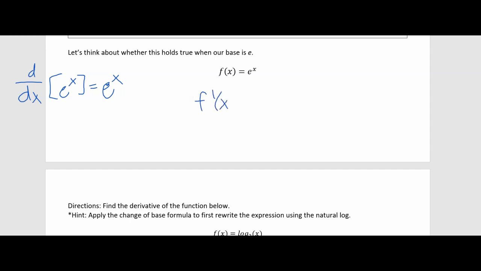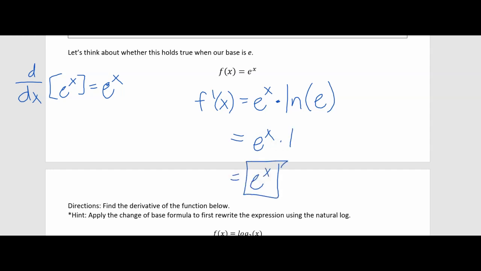Well, if we look at our formula above, we get our original function times the natural log of the base, right? So this would be times the natural log of e. Well, if I simplify the natural log of e, that just gives me 1. So this formula does indeed still hold true for e to the x. And it should, based on the conditions we gave up there, right? We said as long as our base was greater than 0, and e is somewhere around 2.7, so our base is greater than 0.